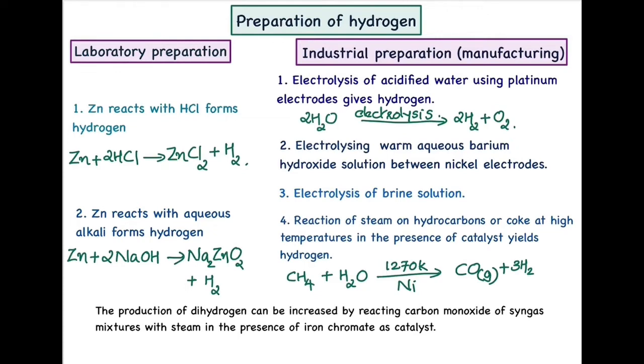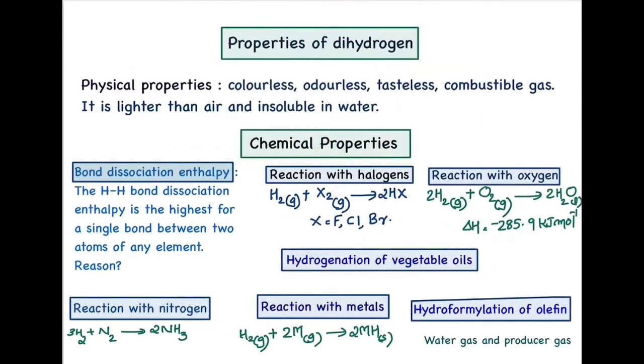But the major industrial preparation of hydrogen is done by the reaction of steam on hydrocarbons or coke at high temperatures in the presence of nickel catalyst, which is shown here. Related to chemical properties of hydrogen, first point is bond dissociation enthalpy. And the student should know the reason behind the high bond dissociation enthalpy of the hydrogen-hydrogen bond, which is the highest for a single bond between 2 atoms of any element.